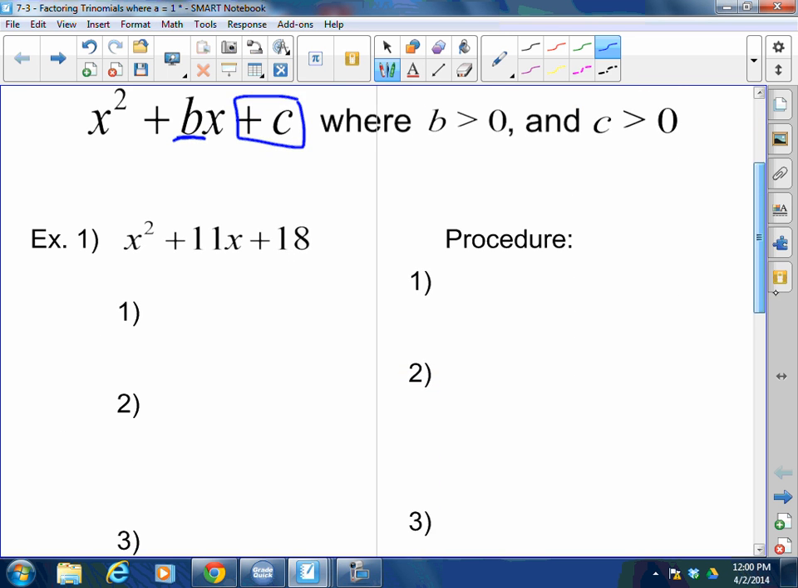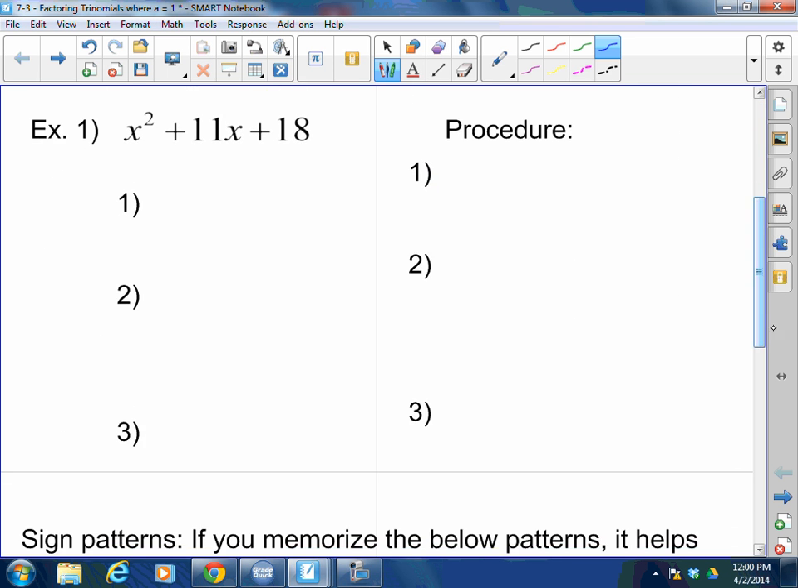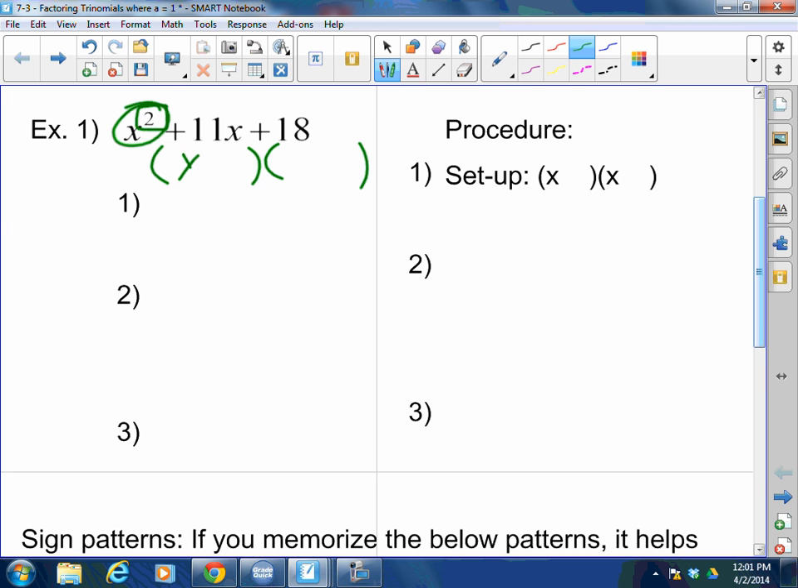So, how does this work? Very simple, my friends. When you have a trinomial such as x squared plus 11x plus 18, you're going to follow the following setup. Number 1, my first step is the setup. You're going to look at what you were given. You're going to look at the leading variable, the highest degree variable. Make sure it's written in standard form. And you're going to look at the exponent of that variable, divide it by 2, and you can put an x and an x.